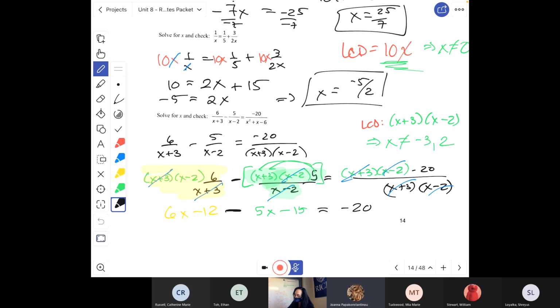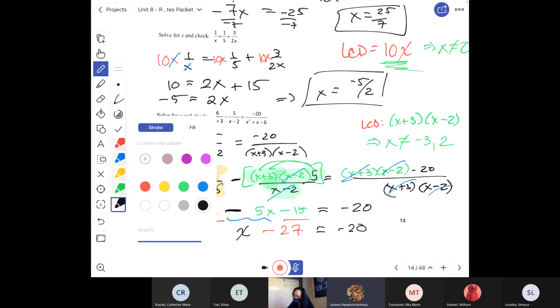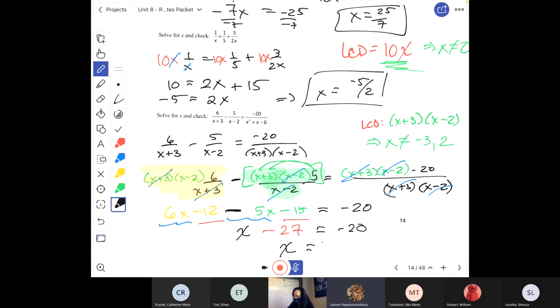Lovely linear equation, 6x minus 5x is x. Negative 12 minus a minus 15 becomes, oh wait, negative 12. So, hang on, let me just underline this. This becomes x. So what is x? Is that a valid answer? Yeah, because these were the only restrictions I had. So check for extraneous solutions, right?